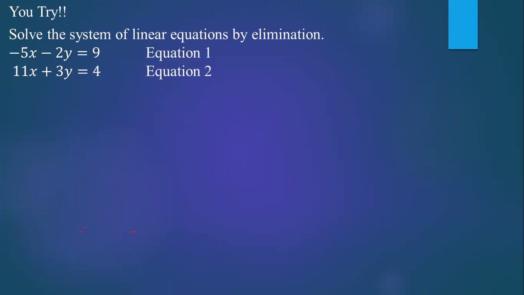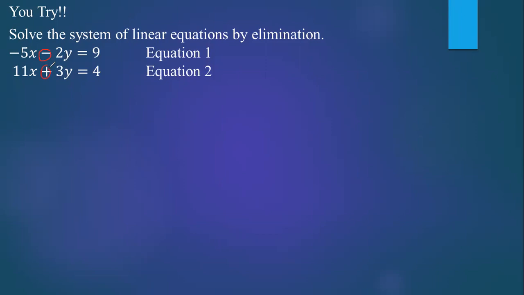Okay, who would try to solve that one? 5x minus 2y equals 9. 11x plus 3y equals 4. Who would like to solve? Okay, we will do it. Now take a look. You have here negative 2y and positive 3y. So negative and positive, therefore it is easy to eliminate.